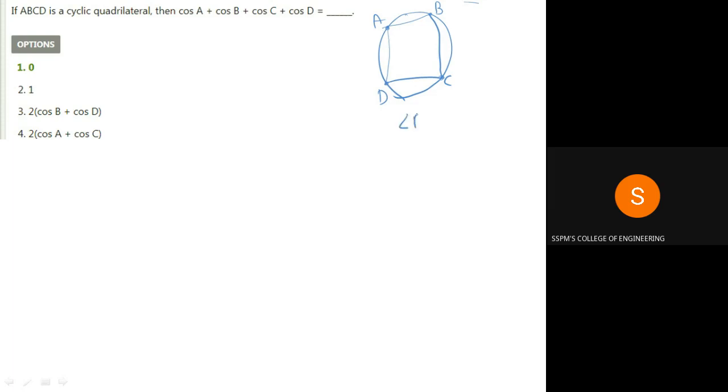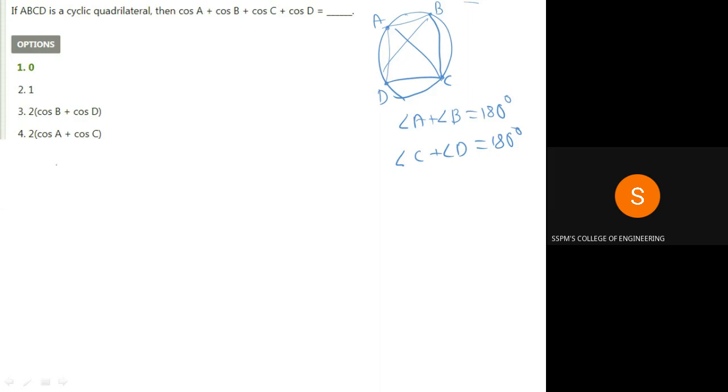You have learned this in 10th standard. Angle A plus angle B is equal to 180 degree, and angle C plus angle D is equal to what? It is also 180 degree. That is, these two pair, angle A and C are supplementary, and angle B and D are also supplementary. Okay, now that property we will use here and try to find the value here.